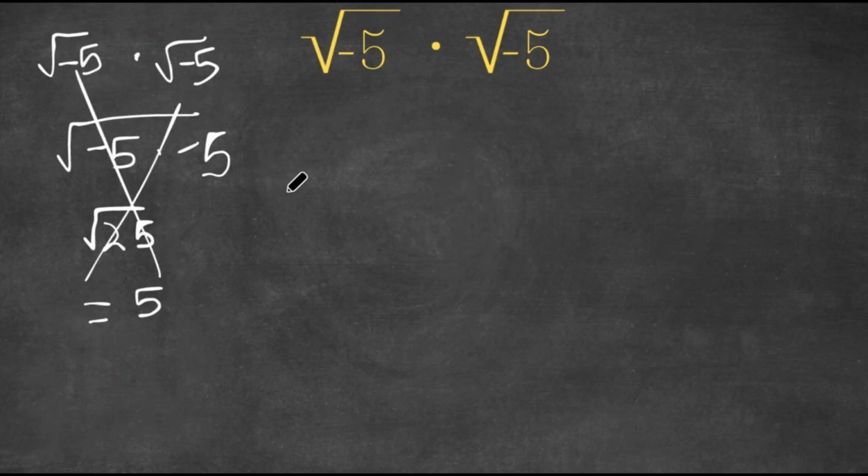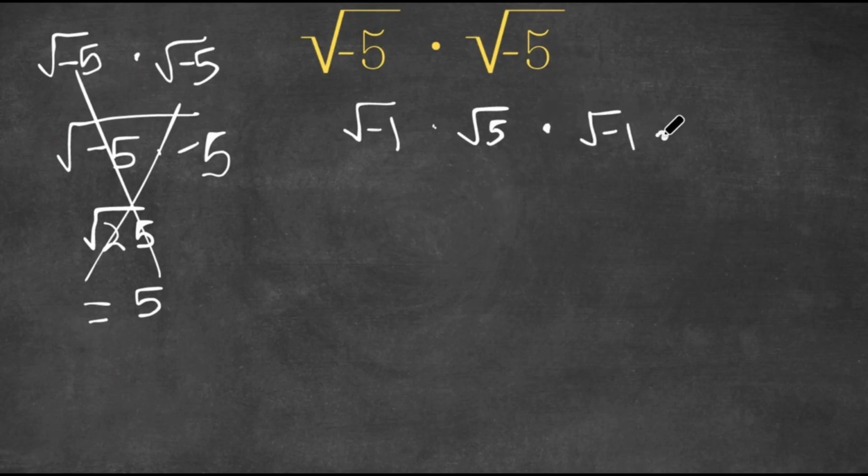So the right method is to first rewrite the square root of -5 as the square root of -1 times the square root of 5. And I'm going to do the same thing with this. So this times the square root of -1 times the square root of 5. Now, if you guys know what i is, it's the imaginary number, and it is equal to the square root of -1. So now I'm going to replace all these square root of -1s with i.